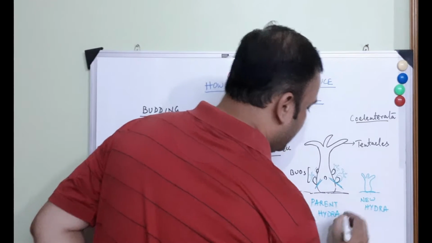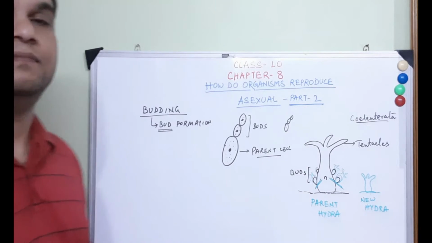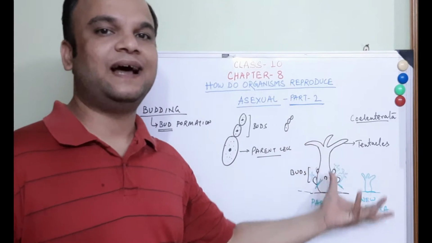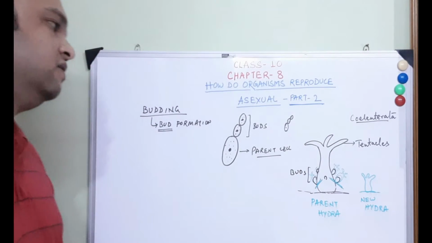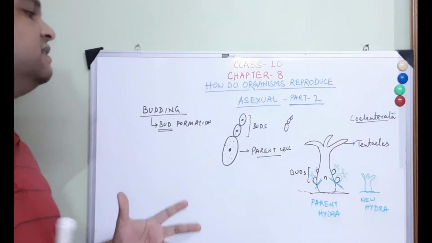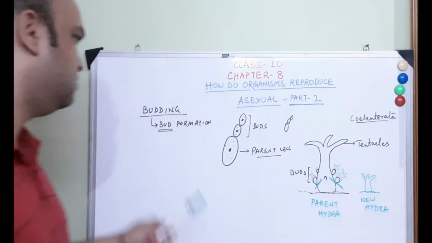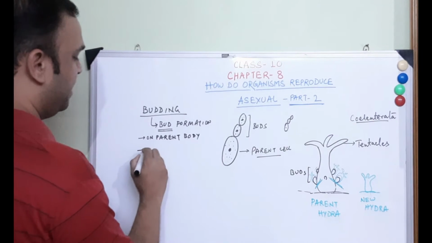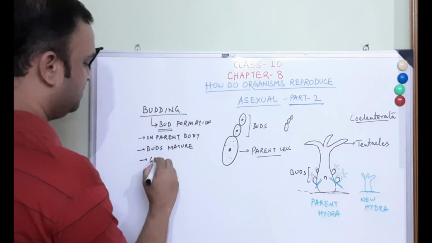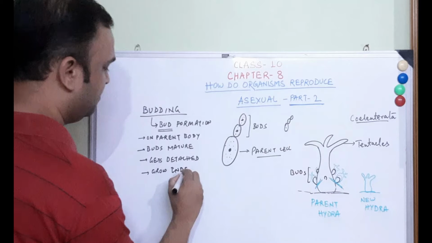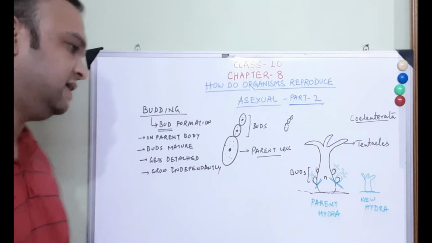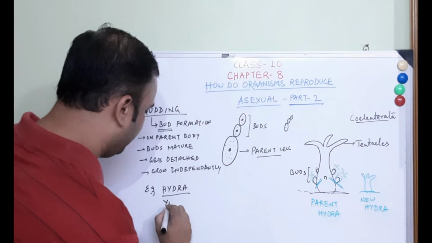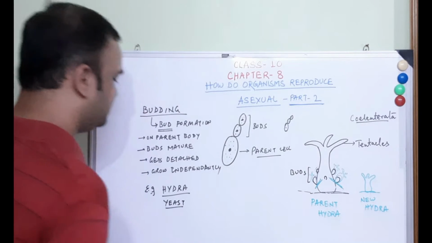So a parent hydra is able to give rise to many such buds, and when these buds mature, they detach and grow into new individuals, right? So this is a very simple process to understand how budding occurs. Bud formation takes place on the parent body; the bud matures, then gets detached, then grows independently. Hydra is an example for a multicellular organism, and yeast is a fungus which is only single-celled.